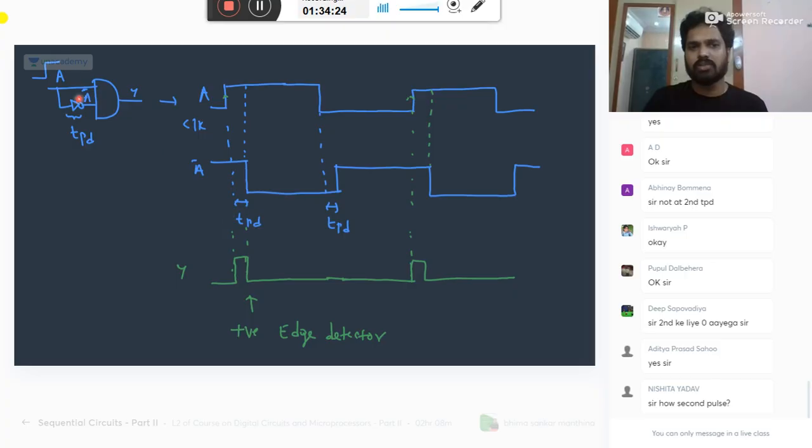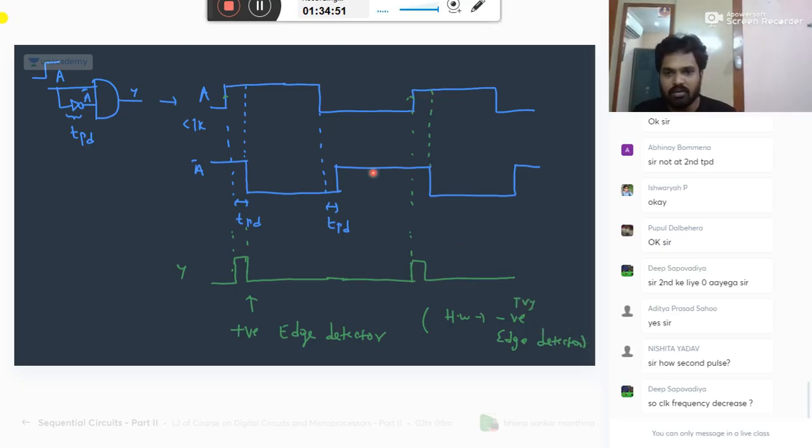You can make some delays using the delays of the gate. The gate delay may be shifted, that doesn't matter. So this is one kind. Similarly, can you design, I'm giving you a small homework, a negative edge detector? You may use NAND gate, NOR gate, it is up to you. Try this.